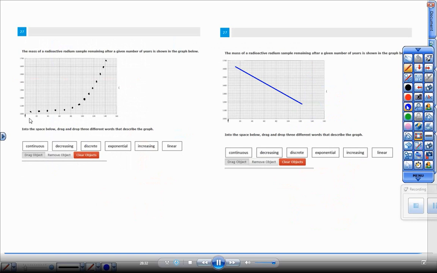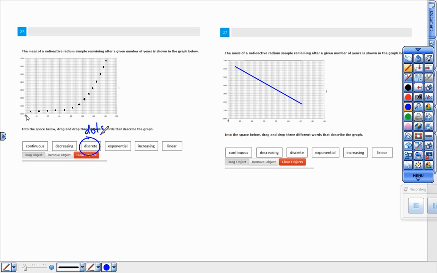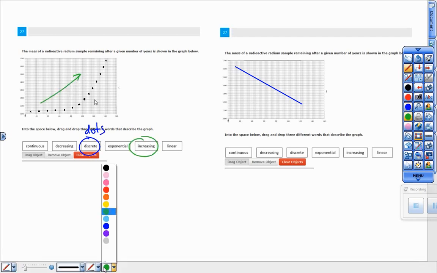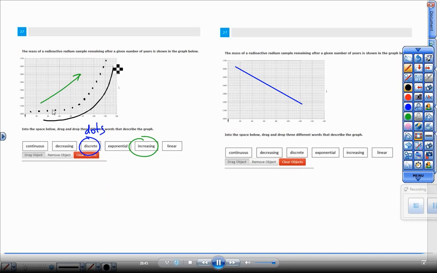All right, 27. Easy peasy. If it's dots, it's discrete. No dots, continuous. This graph definitely has dots, discrete. It is going up from left to right, increasing. And this curve pattern is definitely geometric or exponential. If it's a straight line or dots going through the line, continuous. This is going down from left to right, decreasing. And then this is definitely a straight line. If you want to use this as one of your made-up problems for this, feel free.